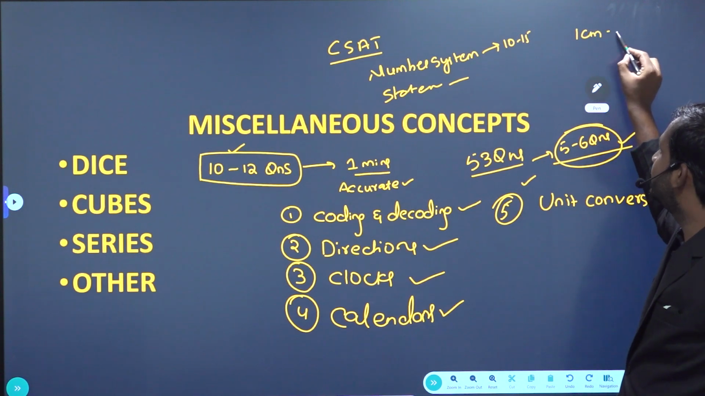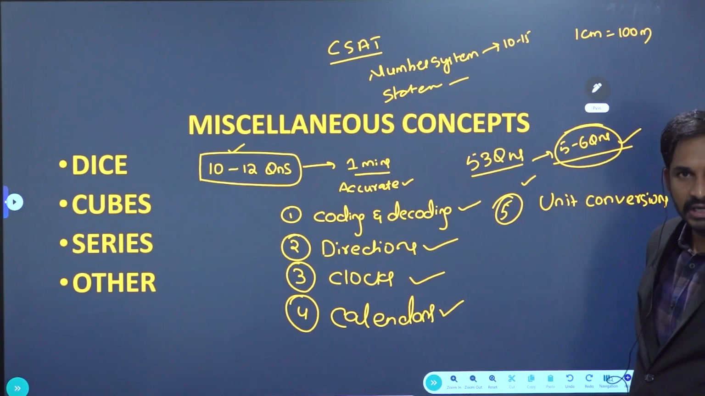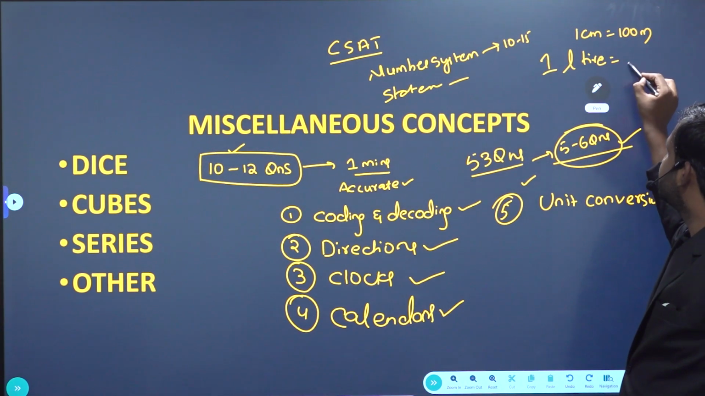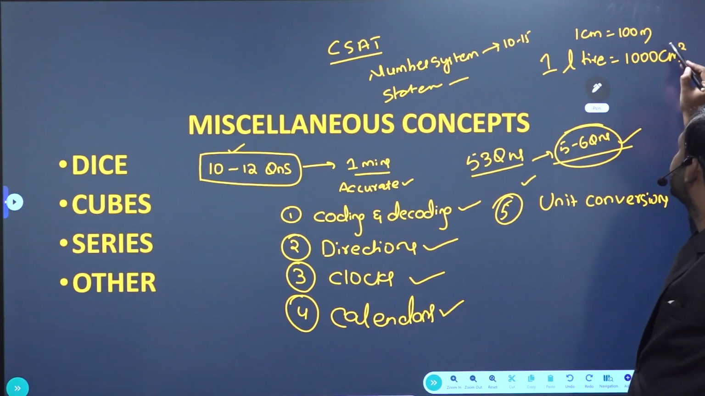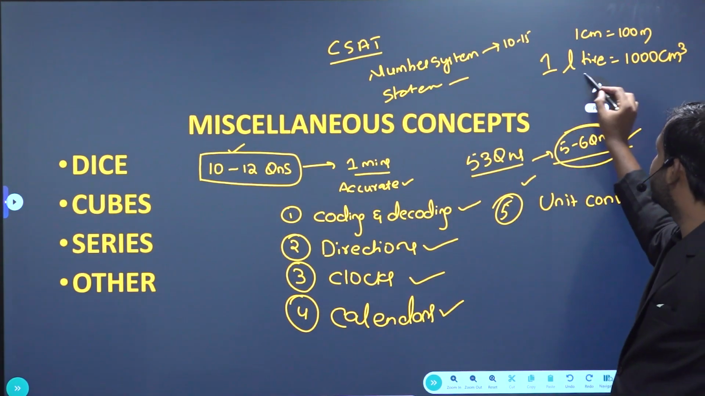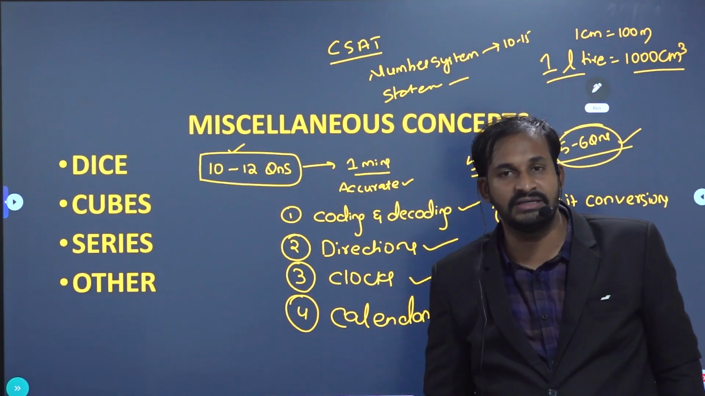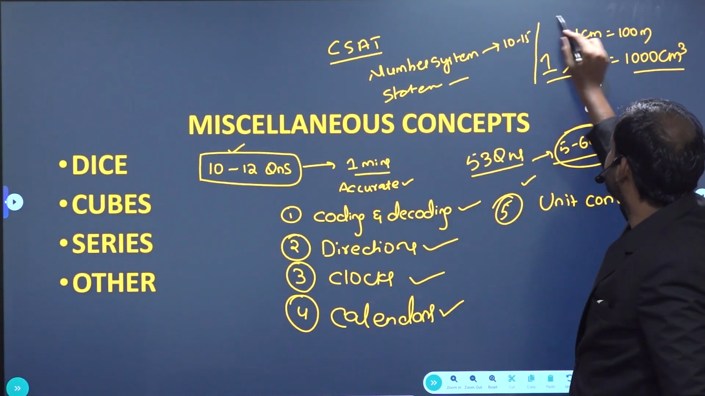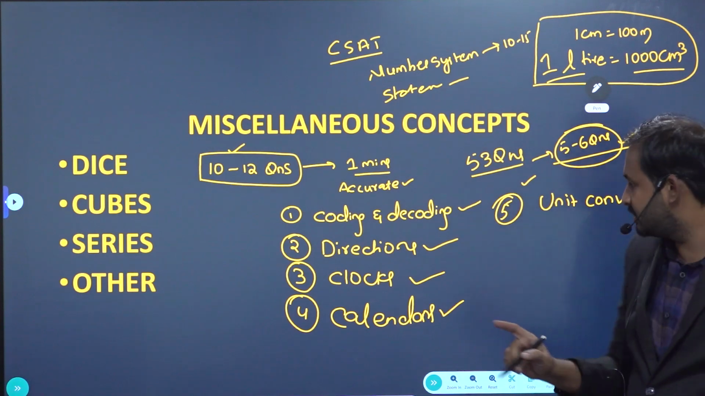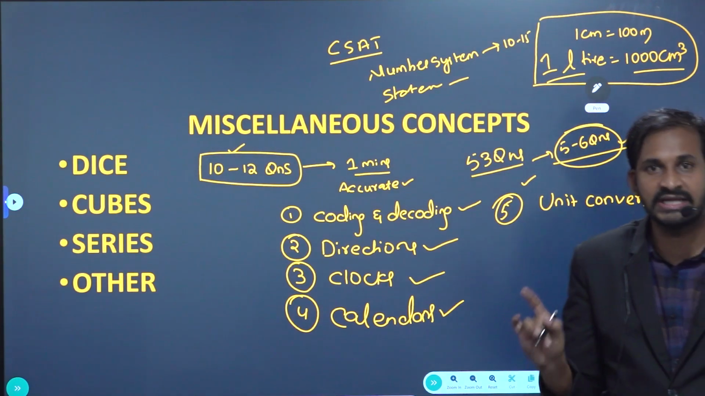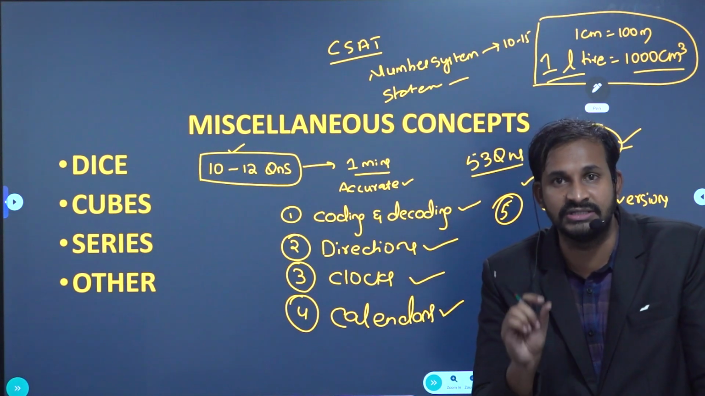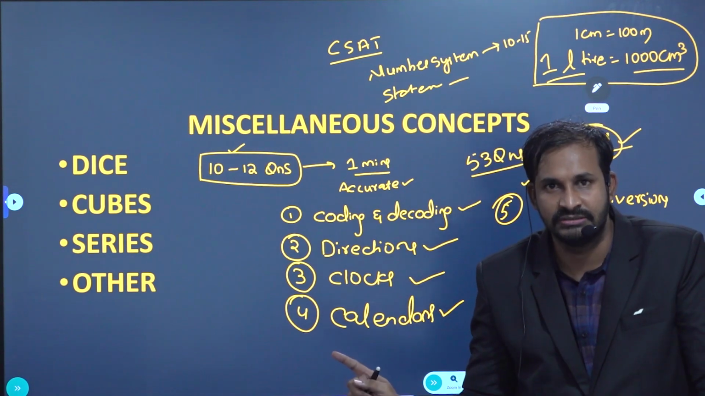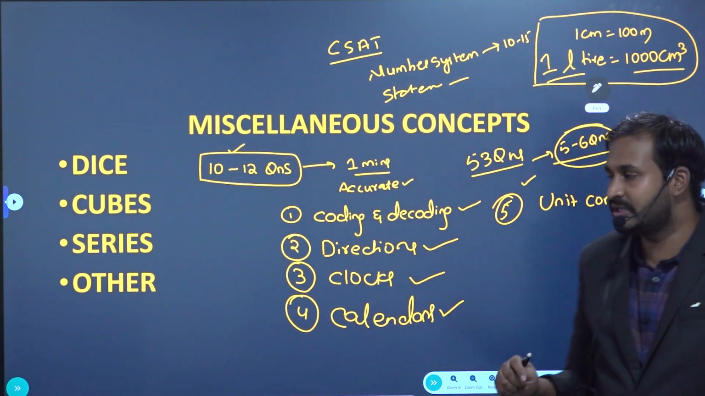1 meter is equal to 100 centimeters, right? And similarly 1 liter is equal to 1000 centimeter cube. That means 1 liter will occupy 1000 cubic centimeter volume. Like this, the unit conversions, definitely they are asking one question from this. It is a very easy and simple concept, definitely have a glance at these unit conversions. You can expect one question from this at any cost. Please try to observe these unit conversions.